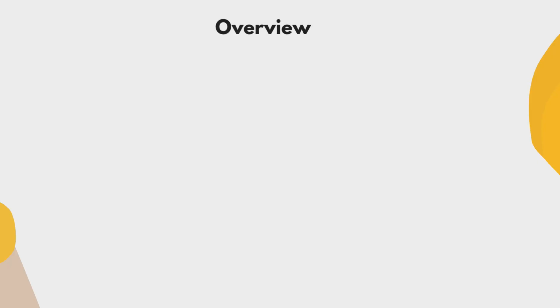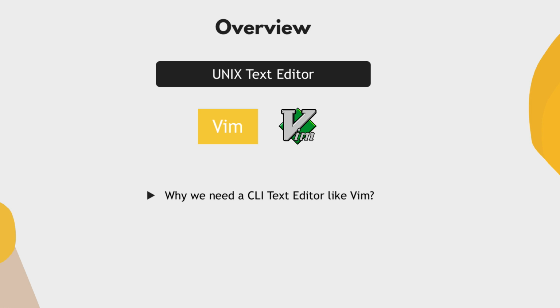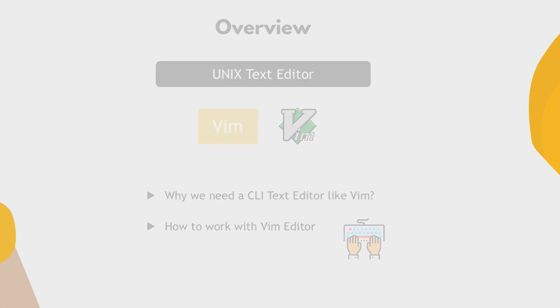In this lecture, we will learn how to use a very fast and efficient Unix text editor called Vim, V-I-M. This is a text editor we use in the command line interface, and it is very fast and efficient to work with once you learn how to use it. First, I will explain why we need it and what the main advantages of using Vim are, and then we'll jump into a hands-on part and learn how to work with the Vim editor.